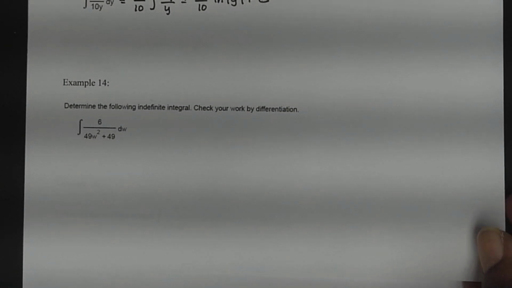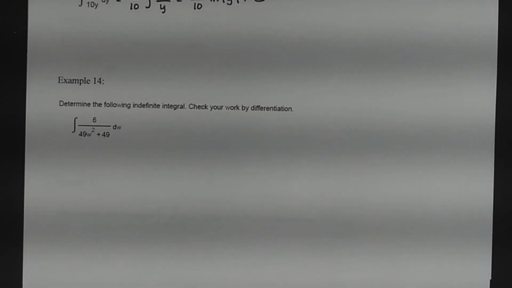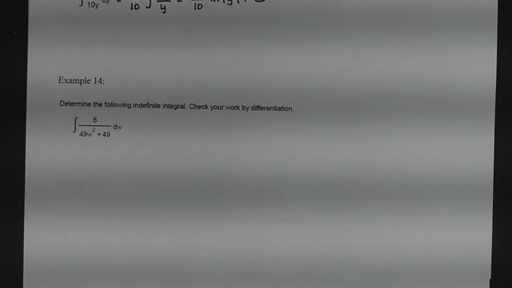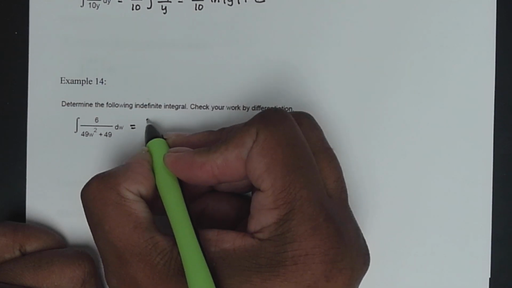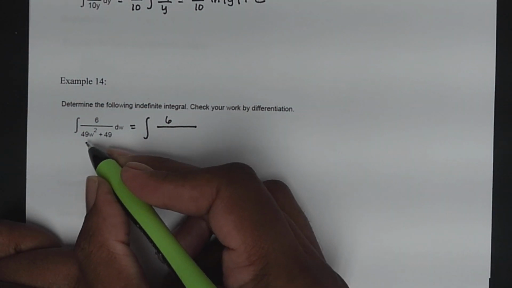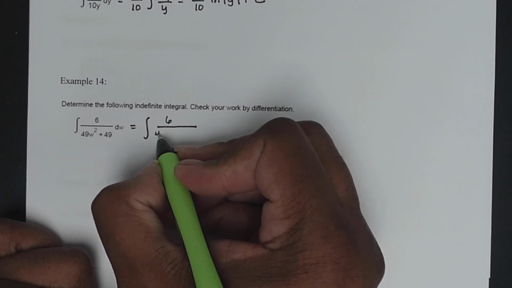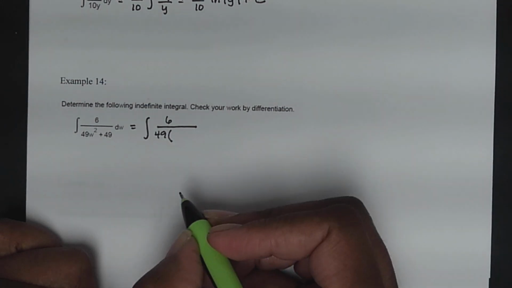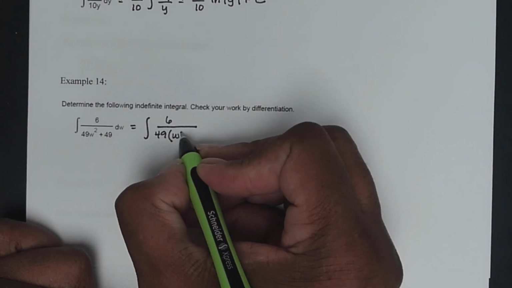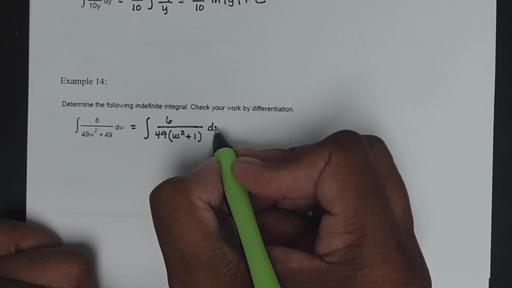All right, example 14 looks like this. Let's say I want to determine the following indefinite integral, and I'll leave the check up to you all if you want to. The integral of 6 divided by 49w squared plus 49 dw. Let's do this. I have the integral of 6 divided by, notice in the denominator I need a common factor for 49w squared and 49, which is 49. So if I factor out the 49, I would get this, w squared plus 1. Now bring over that dw.